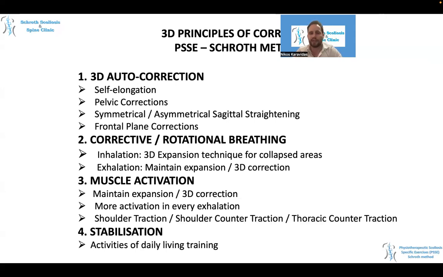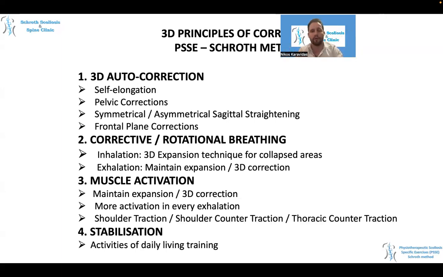And then, of course, we need stabilization and activities of daily living training. So to make it easier for you to understand the concept of our school, we first of all need to put everything in balance in 3 dimensions. This is 3D autocorrection.